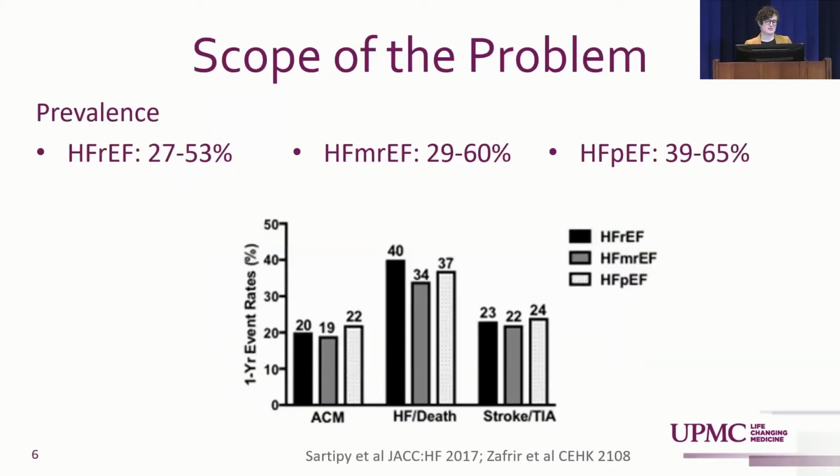So the prevalence of AFib in heart failure and HFrEF is between about 30 and 50%. In your mid-range EF patients, it's going to be 30 to 60%, and your HFpEF patients is going to be closer to 40 to 65%. And on the lower half of the screen, you see some of the morbidities associated with AFib and heart failure, divided by the different types of heart failure. Really, they're all created equal. The risk of all-cause mortality, heart failure hospitalization or death, and stroke or TIA are no different between the groups of patients, which I think is a little shocking when you think about the milieu of HFpEF patients versus HFrEF patients.